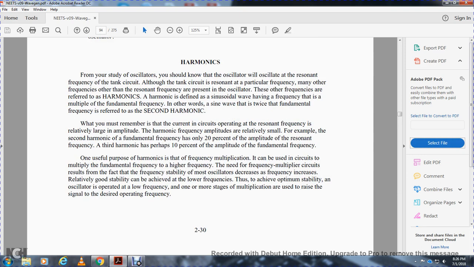One of the useful purposes of harmonic frequencies is frequency multiplication, where a circuit multiplies the fundamental frequency to reach a higher frequency, as in a frequency multiplier circuit. The result is that frequency stability is better when the oscillator operates at a lower frequency; relatively good stability can be achieved at lower frequencies. Thus, the stability of the oscillator is maintained by operating at low frequency. One or more stages of multiplication then raise the signal to the desired operating frequency.